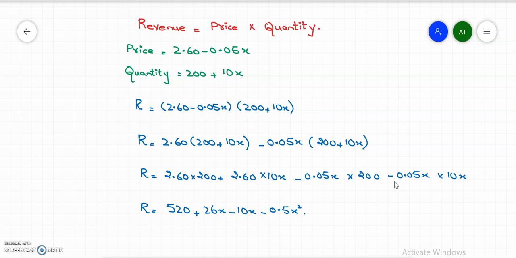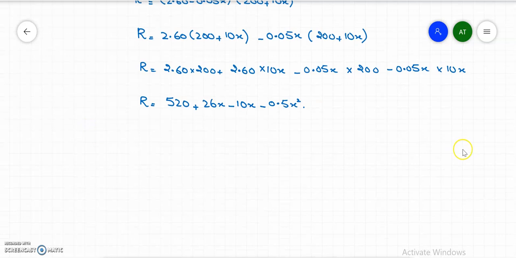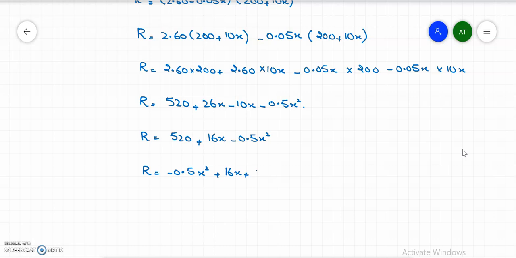Okay, now let me combine the like terms. We can see we have two x terms, so let me simplify them. R would be equal to 520 plus 26x minus 10x, that would be positive 16x minus 0.5x squared. Let me write it in the standard form of the quadratic equation: negative 0.5x squared plus 16x plus 520. Now that is the revenue.